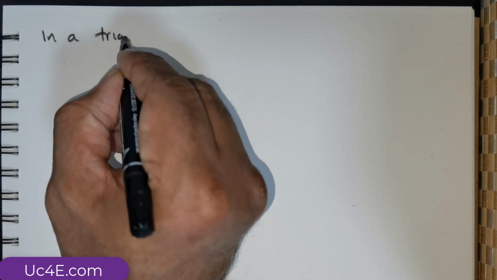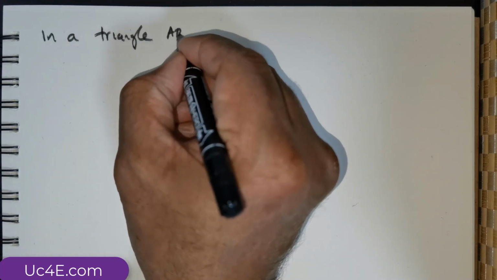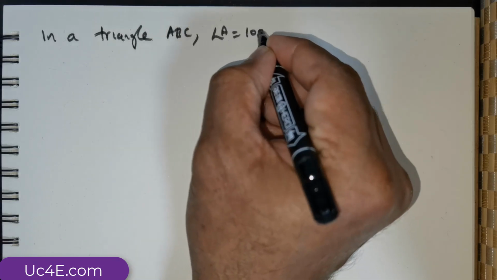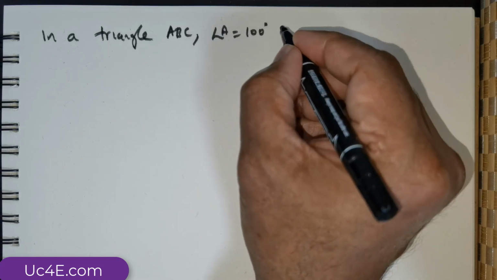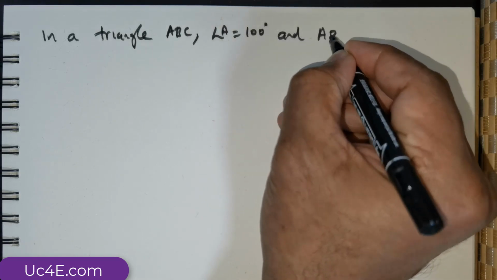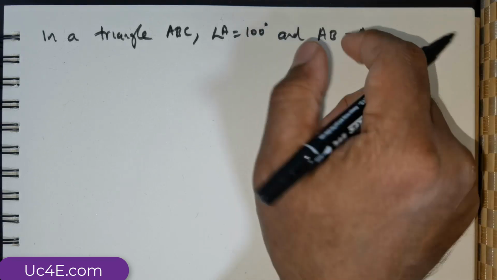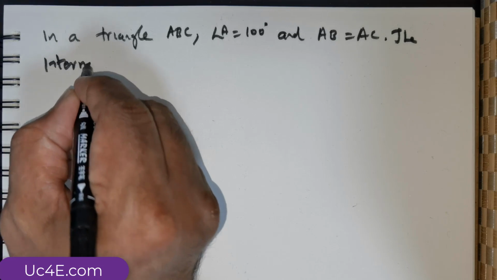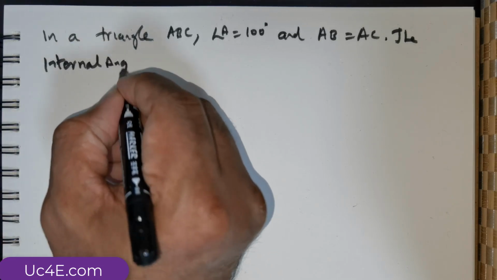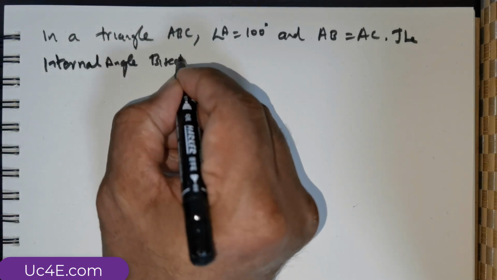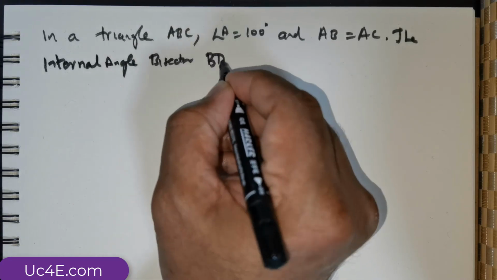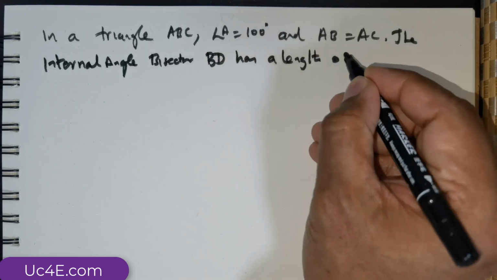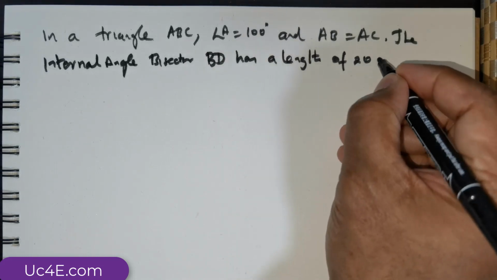In a triangle ABC, angle A is given to be 100 degrees and AB is equal to AC. The internal angle bisector BD has a length of 20 units.